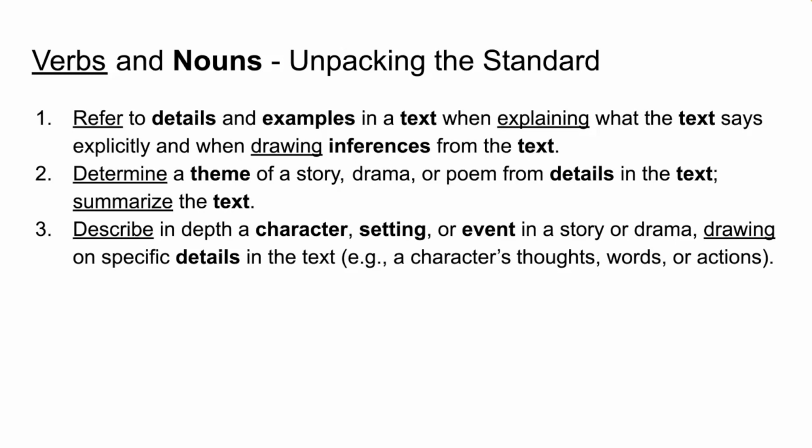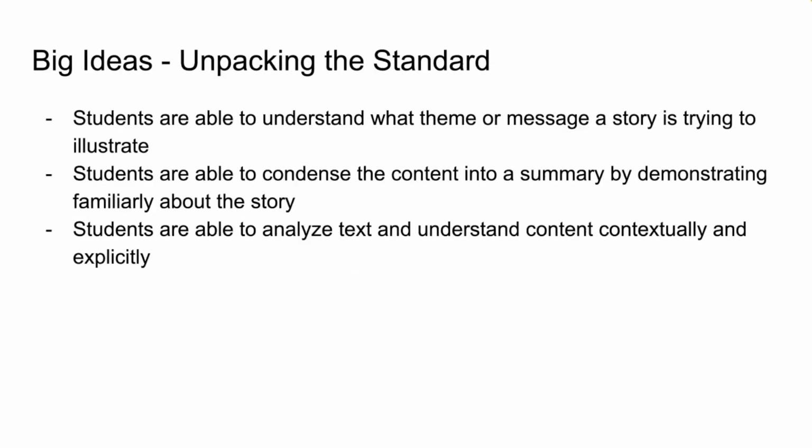So this one is referring to a specific part of a story, such as a character, a special event in a story, or the setting of a story, and then using very specific details in the text to draw upon that information. So what are the big ideas from this standard? Students are able to understand what a theme or message of a story is, trying to illustrate. Students are able to condense the content into a summary by demonstrating familiarity and understanding about the story.